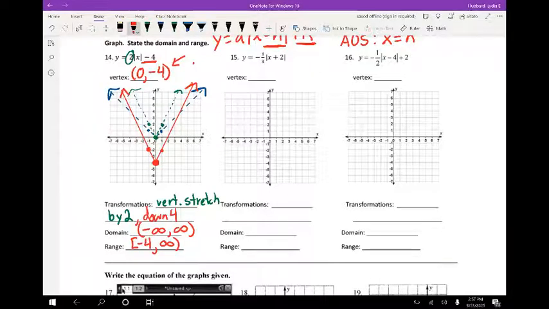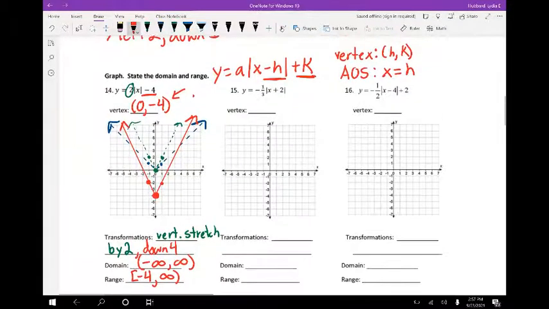Okay. Moving on to the next equation. Okay, so we have y equals negative 1/3 absolute value of x plus 2. So let's start by identifying h and k and getting our vertex. So remember, h is inside the parentheses, but as always, it's the opposite of what we think. So it should actually be at negative 2. But we don't really have a k added on the end, so that's like saying plus 0. So our vertex should be (-2, 0).